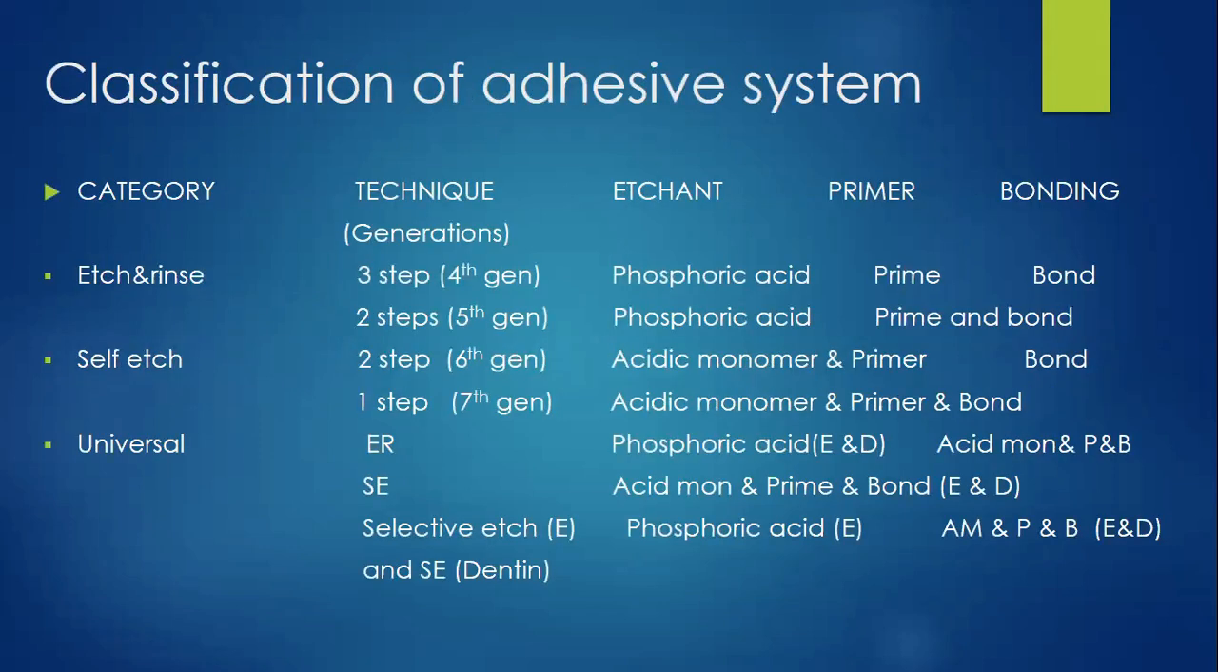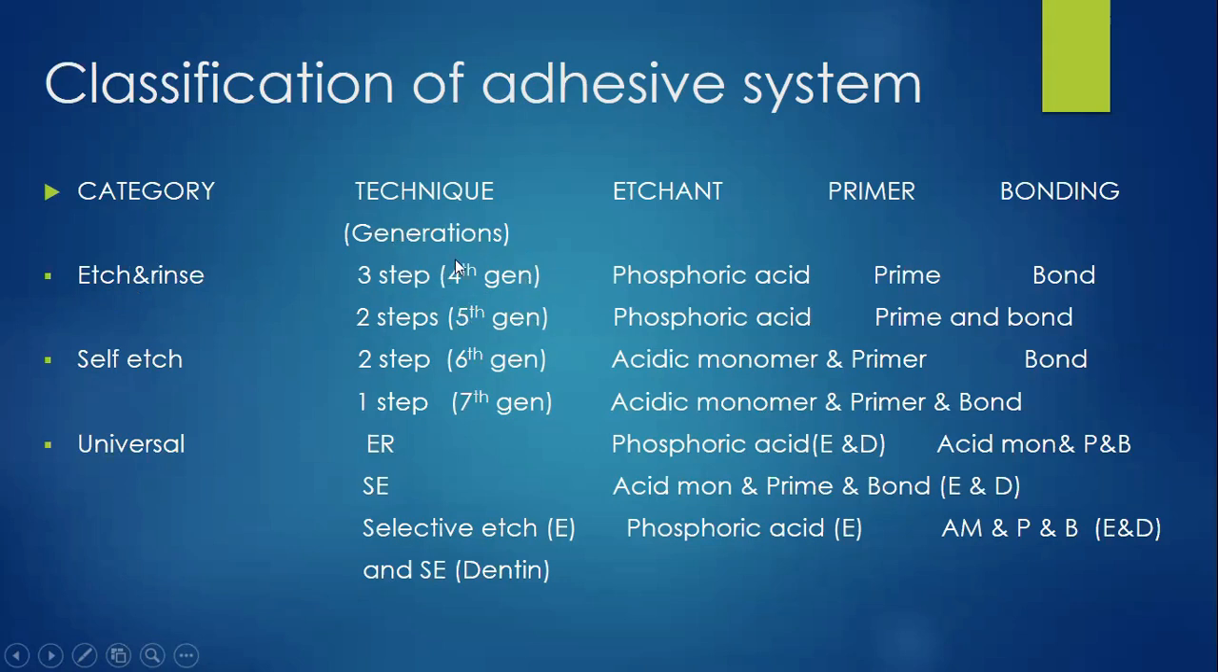So this is the classification of adhesive systems. Historically, adhesive systems are classified in generations according to their chronological appearance in the market. This nomenclature, like first generation, second generation, lacks objectivity as it has no scientific basis. So the best classification was given by Van Meerbeek et al, as it considered their effect on the smear layer and the number of steps involved in the application. So we have the etch and rinse or total etch technique. It can be 3-step or 2-step, which is fourth generation and fifth generation.